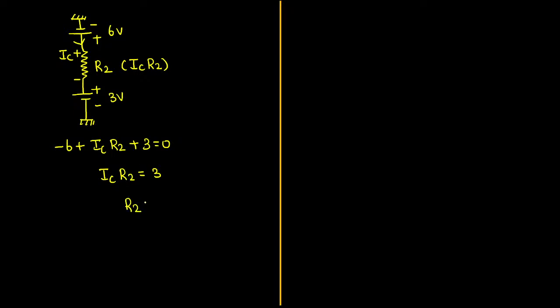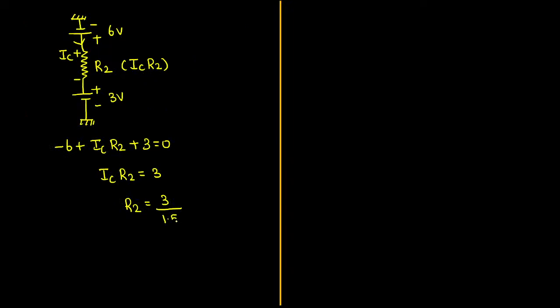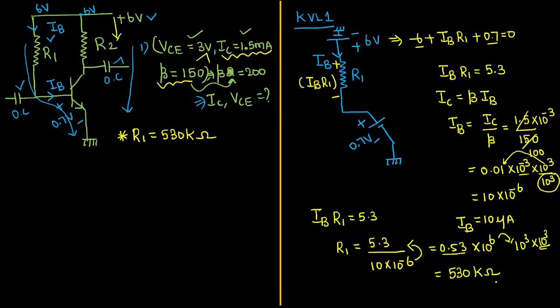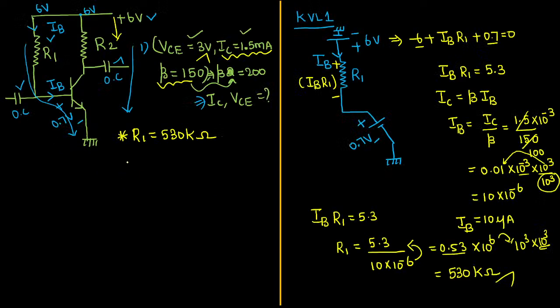So the value of R2 will become 3 upon, what is the value of collector current? It is 1.5 milliampere. 1.5 milli means 10 power minus 3. From this I can say this will become 2. If you bring this 10 power minus 3 to the numerator, it will become 2 kilo ohm. Did you observe? I am always telling that the value of base resistance is very high. See that we got 530 kilo ohm, whereas the value of R2 is 2 kilo ohm.